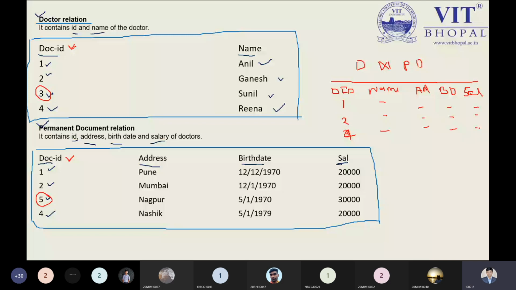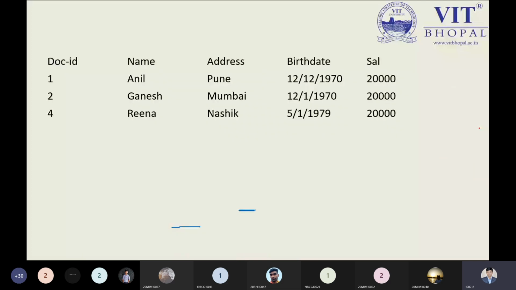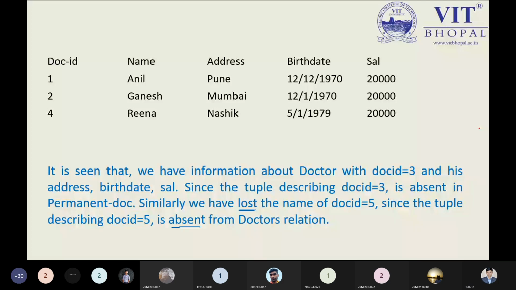So we will have this example. It has been observed over here: in the doctor relation, we have doctor ID and details. But the tuple describing a doctor ID in the doctor relation is absent in the permanent doctor relation. That was my point. Same thing with doctor ID 5 in the permanent doctor relation; we are not able to see it inside the doctor relation. So ultimately, you are losing some information after applying the natural join. Okay, so this would be our result.